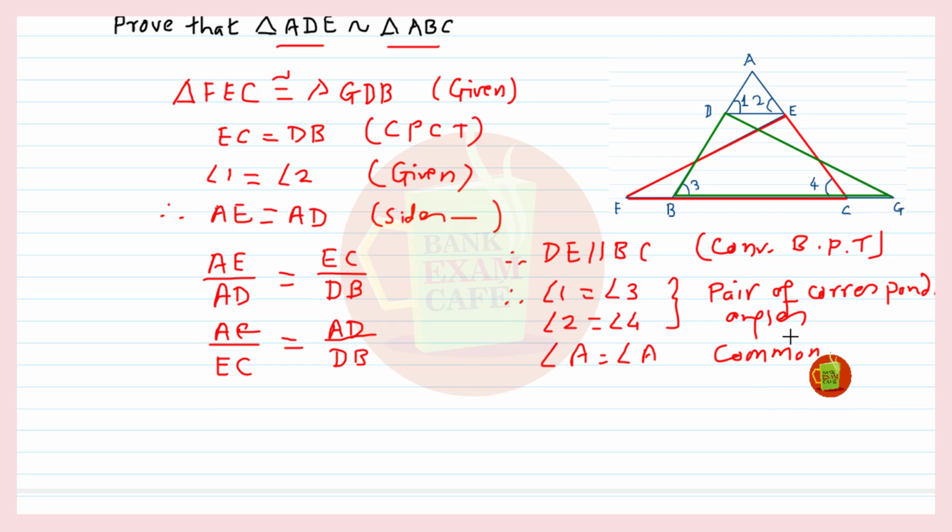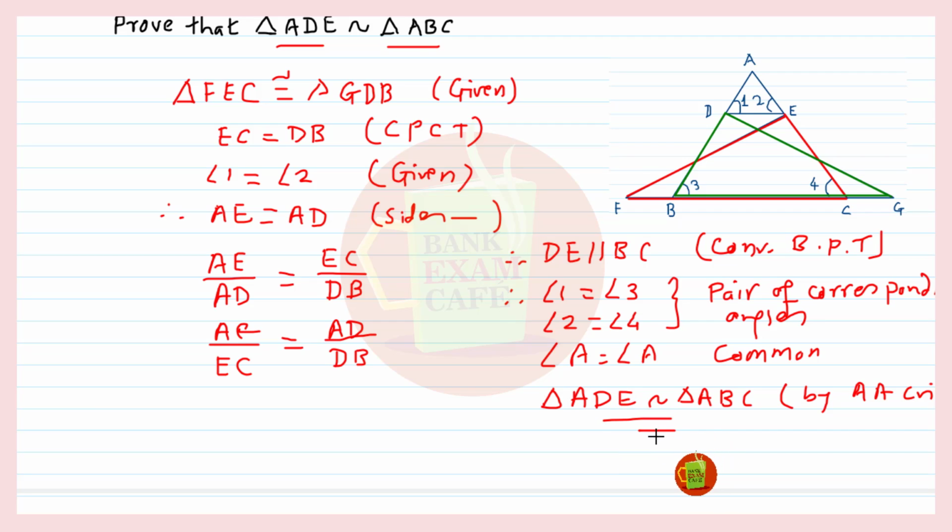and therefore triangle ADE is similar to triangle ABC. These two triangles are similar by AA criteria. By AA criteria, these two triangles are similar, and that's only we have to prove, and hence we have proved that triangle ADE is similar to triangle ABC.